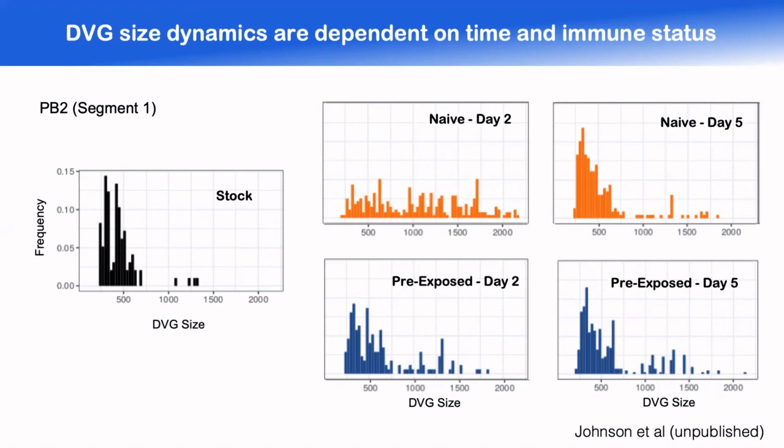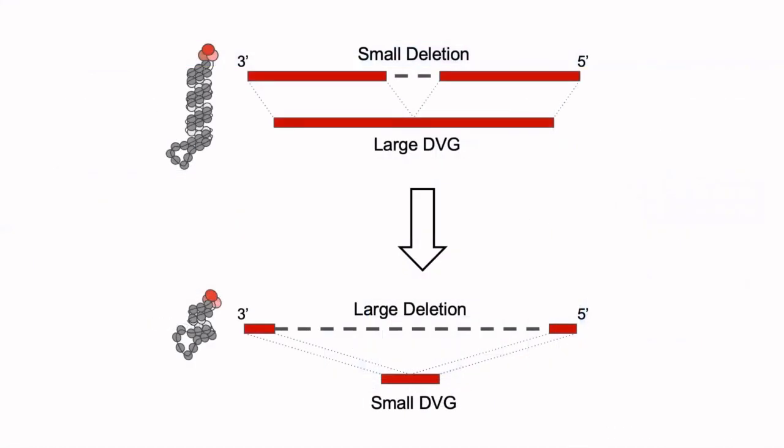So when I talk about small and big DVGs, this is what I mean. A small DVG is where you would have a very large deletion, and a large DVG is where you have a small deletion. So this is what it looks like.